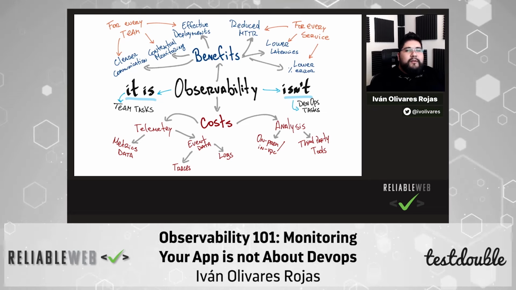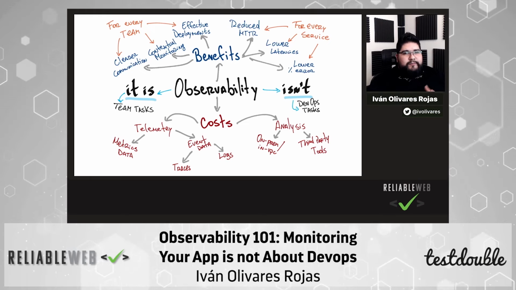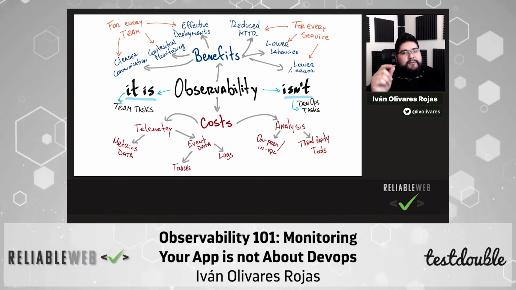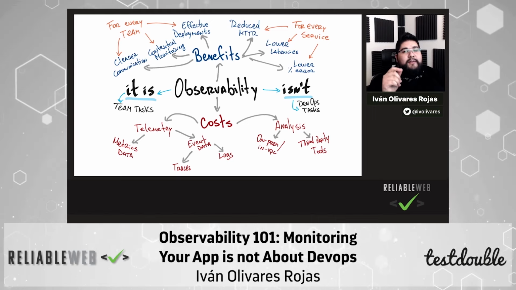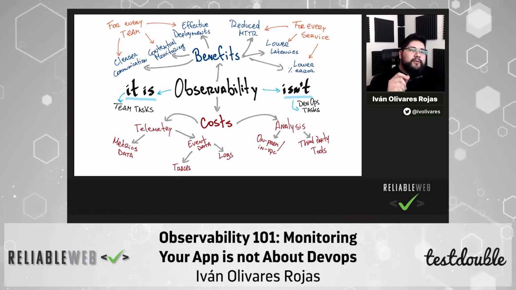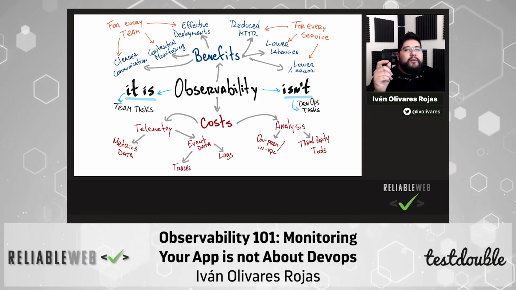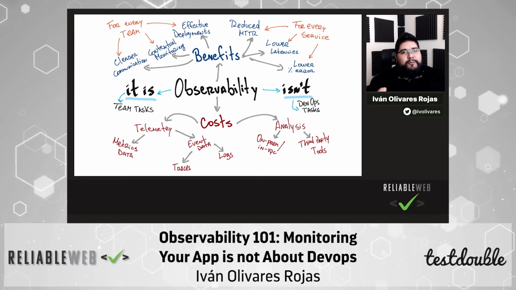Finally, two things are clear. Observability is a team task, and it is not a task of those who in their role carry the name of DevOps.